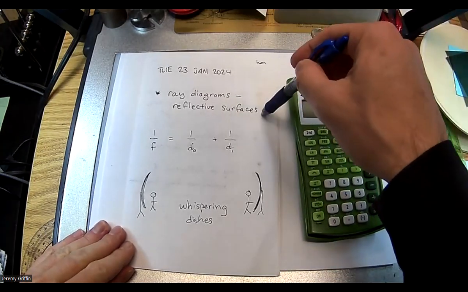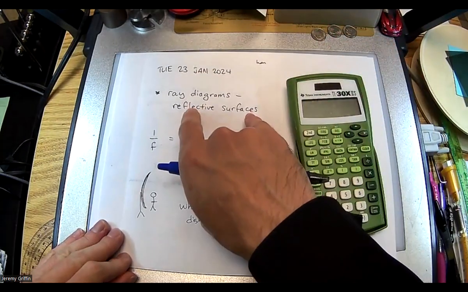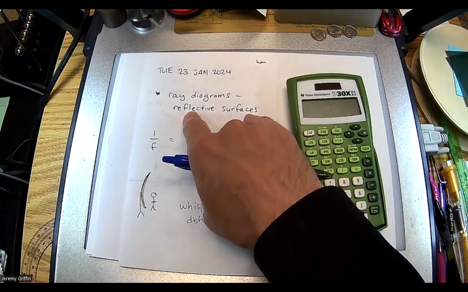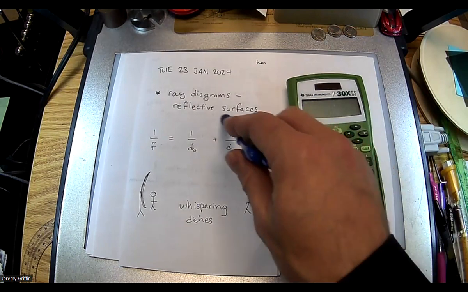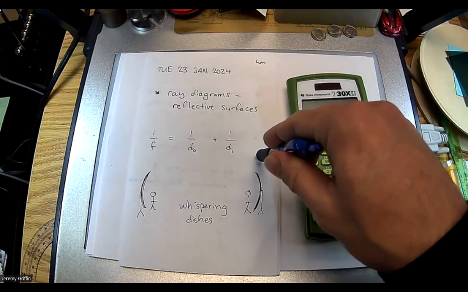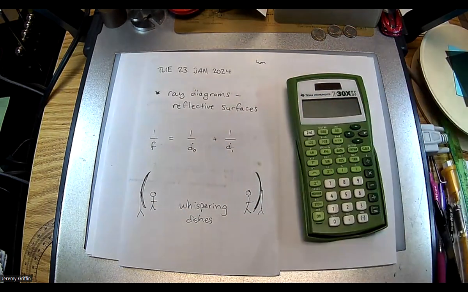We're going to draw ray diagrams today for mirrors, for reflective surfaces. We'll look at plane mirrors, concave mirrors, and convex mirrors. Here's an algebra formula that goes along with the ray diagrams we're going to do today. Got some other demos for you guys.